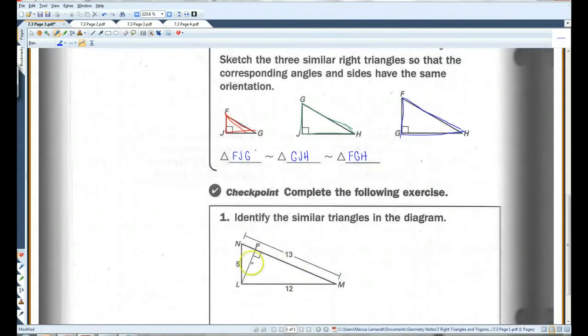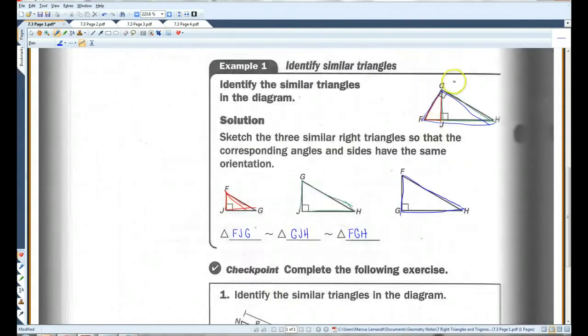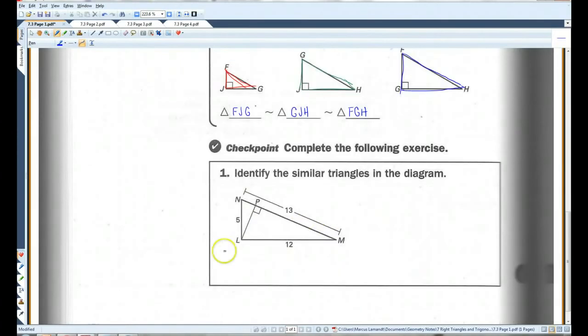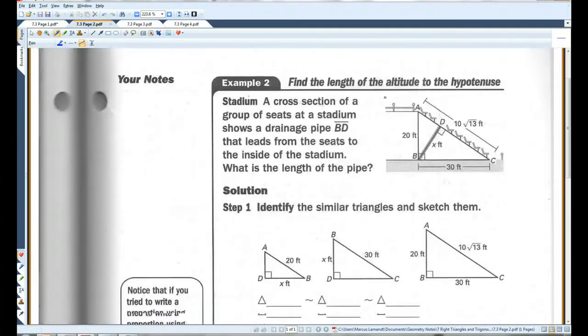Alright, I'd like you guys to do the same thing with this one. Notice that this one has the hypotenuse on the bottom. This one, the hypotenuse is at the top. So it's a little bit different, but I think you guys can do this. Okay? Let's go on to page 2.